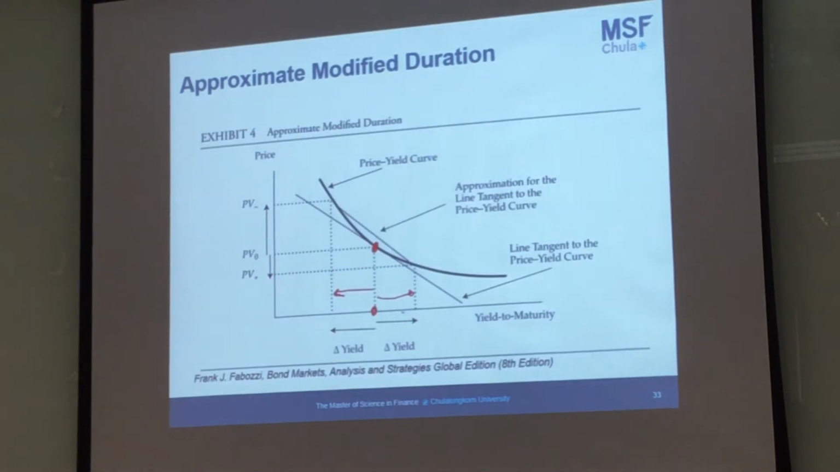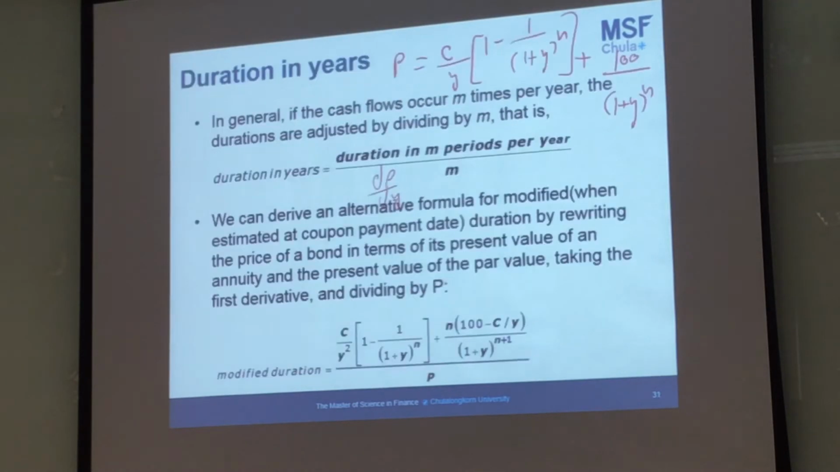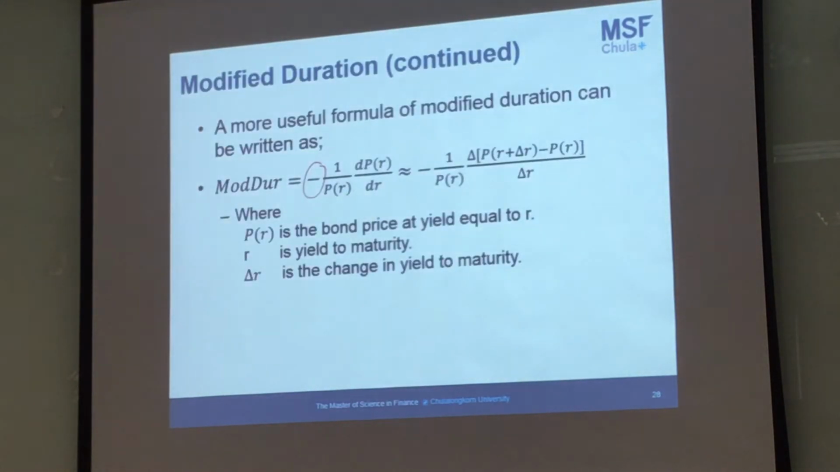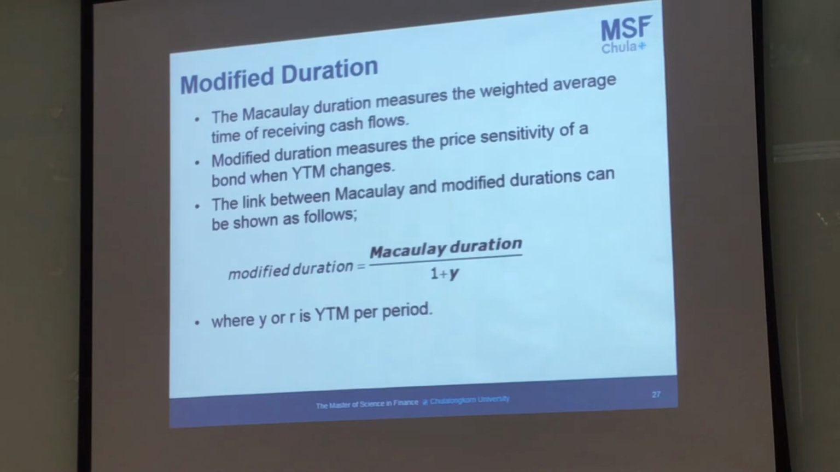So from this to this is equal to 2 delta Y, right? So you have delta P and delta yield. So this is the slope, right? And this is the slope. This is the slide that we should finish the class.